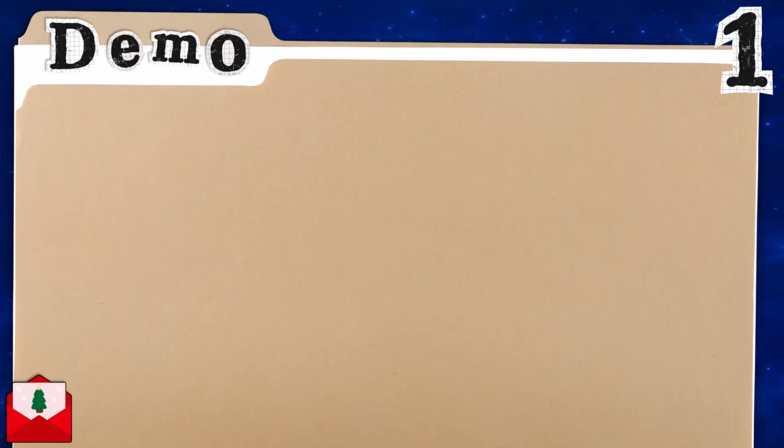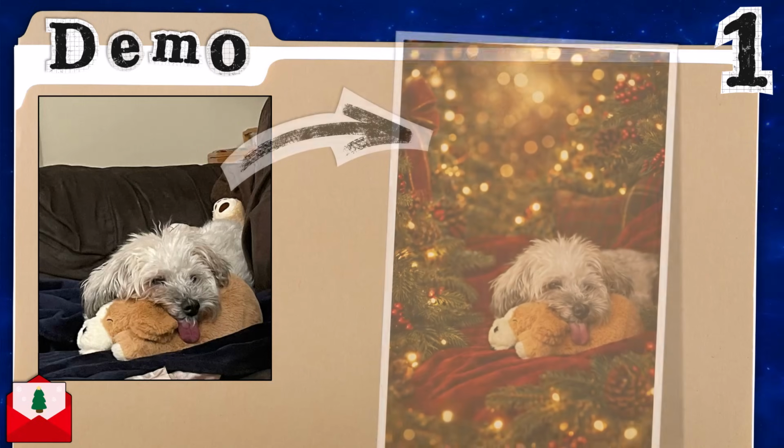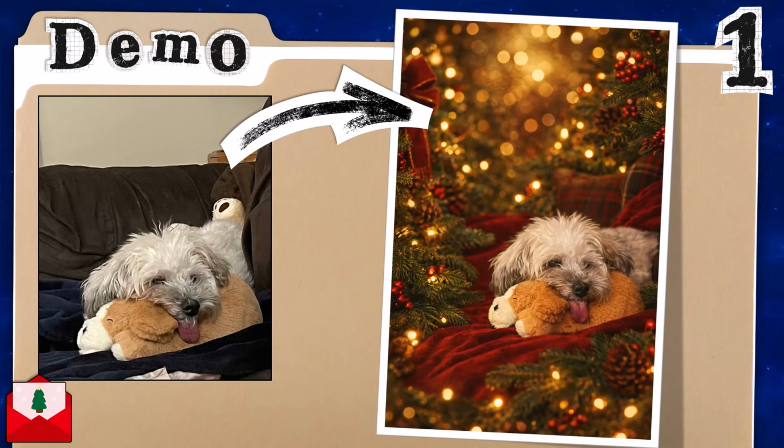So usually people are doing this with pictures of people, but I thought why not make a holiday portrait using a pet? So here's a picture of my sister's adorable senior dog. I plugged that into ChatGPT's new model and it created this. This is just the most adorable thing I've ever seen. This would be perfect as a Christmas card and you can just use your own photo.